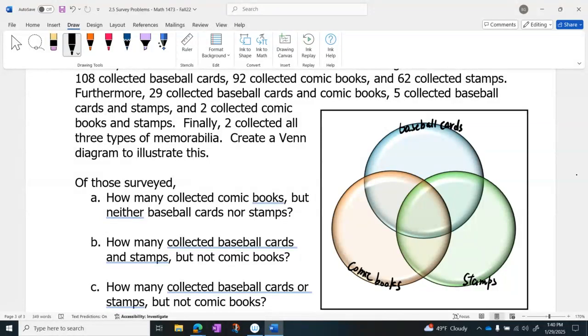I don't really know what baseball cards are, to be honest, because I don't know sports much.